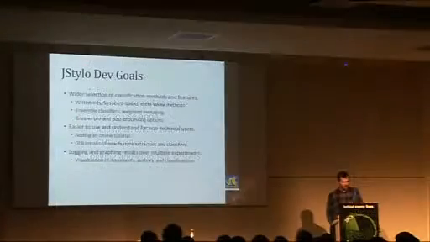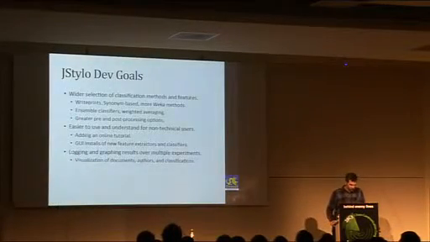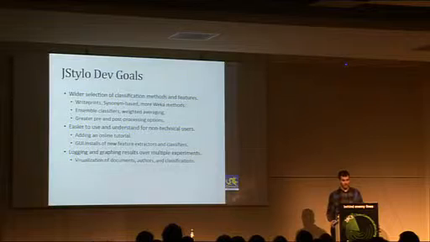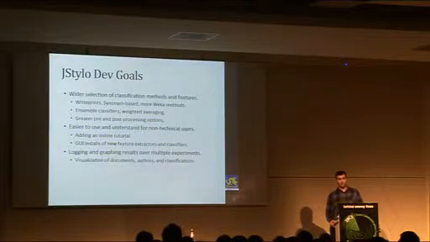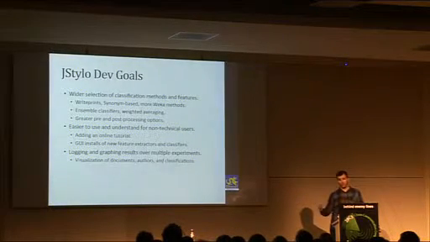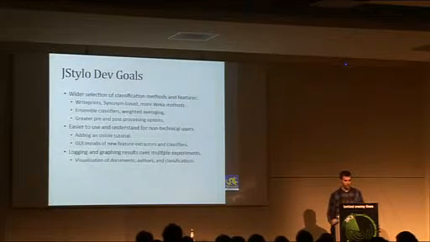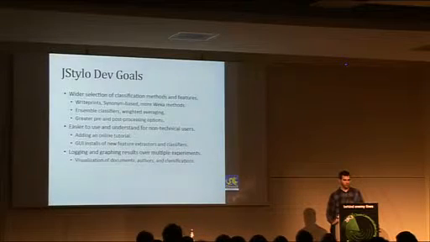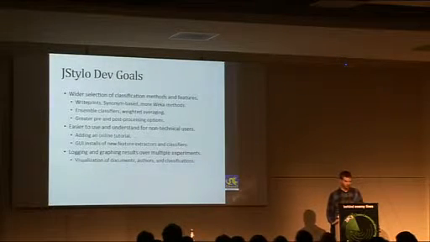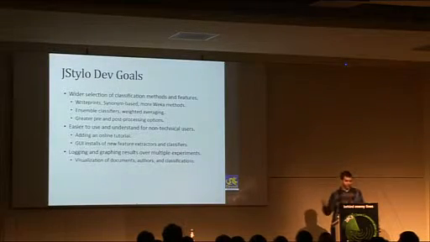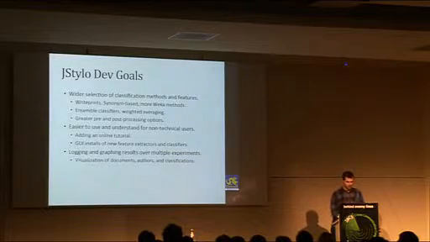We want to add ensemble classifiers with weighted averaging. We want it to be easier to understand for non-technical users. So we want people to be able to plug in different feature extractors that other people built and share those. And we want some better visualizations and logging and graphing of results over multiple experiments, such as visualizing the documents, the authors, and the classifications.